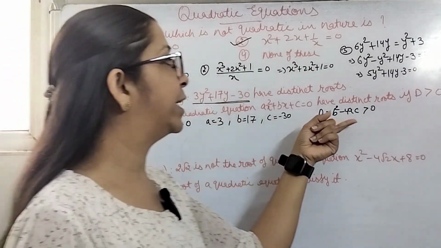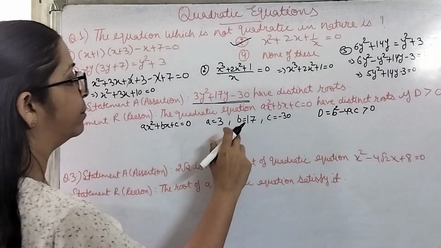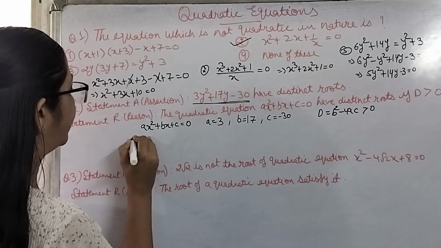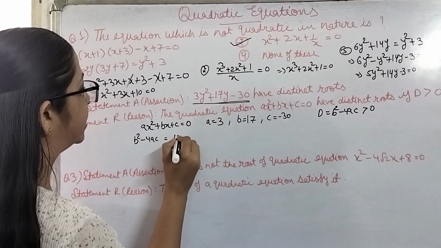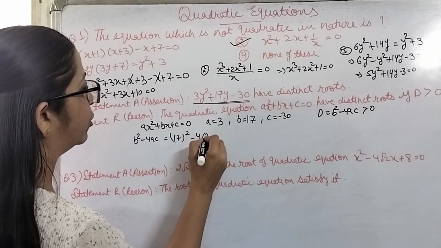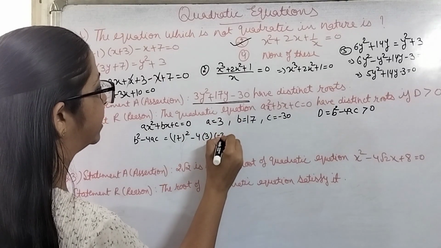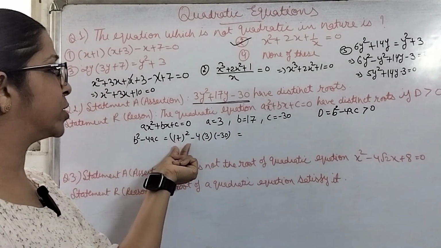We have to find the value of b square minus 4ac. Now b square minus 4ac will be, b is 17. So b square minus 4ac, that is 17 square minus 4 multiplied by a, which is 3, and c is minus 30. So over here we can see that this is a positive number.